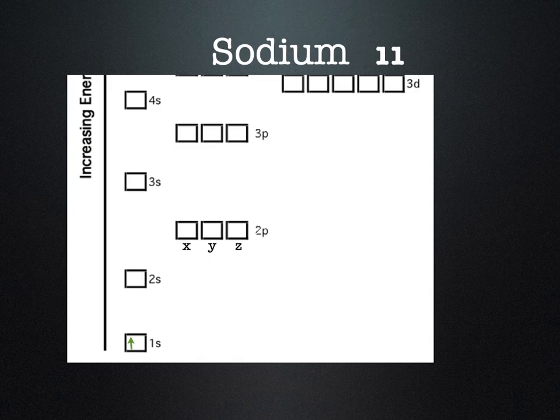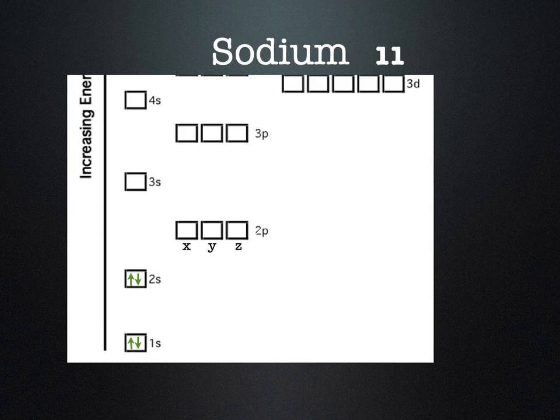Where's the next one go? Well, the next one has to go down. If the first one goes up, the second one goes down. Where's the next one go? Well, it's going to go in the 2s now because the 1s is filled. Okay, that's the Aufbau principle. Up or down. Here I've put down. Again, it doesn't really matter. It's just a designation. Okay, that gets us to 4 electrons.